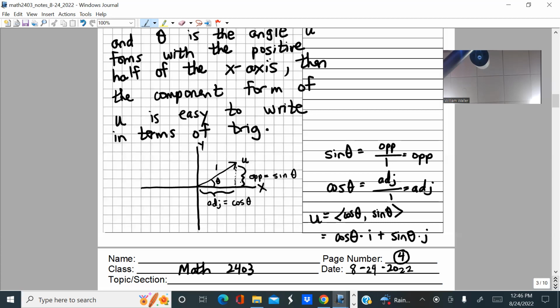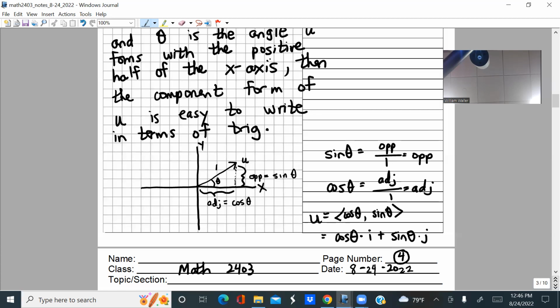Oh, well, look then. What is then the vector u? Notice then that this horizontal length is what? Cosine of theta, correct? This vertical length is what? It's just sine of theta, right? Because this length is cosine of theta, this length is sine of theta. Oh, so there's how you can write the component form of the vector.